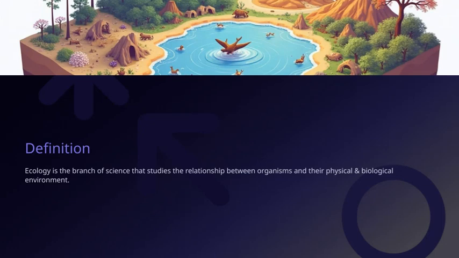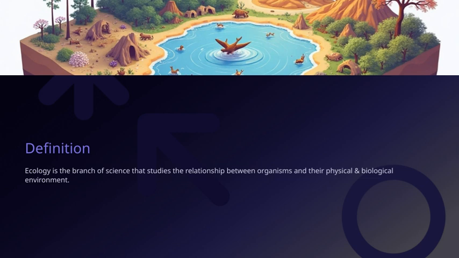Ecology is the branch of science that studies the relationship between organisms and their physical and biological environment. What does that mean exactly? Well, it's about understanding how living things, like plants, animals, and even microscopic organisms, interact with each other and with their surroundings. This includes things like air, water, soil, and other living organisms. It's important because these relationships shape the health of our ecosystems and, ultimately, the health of our planet.